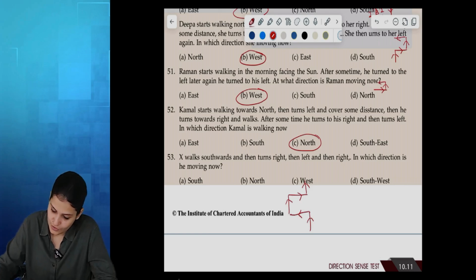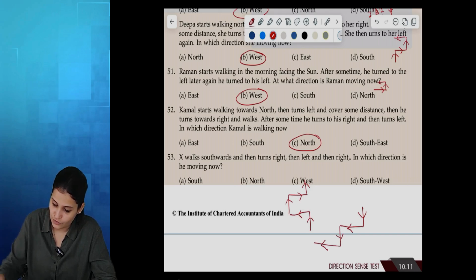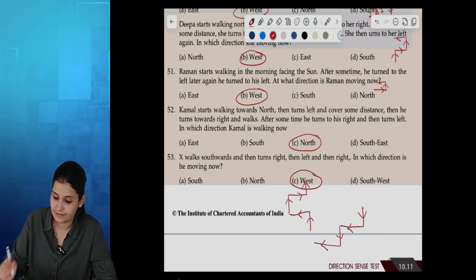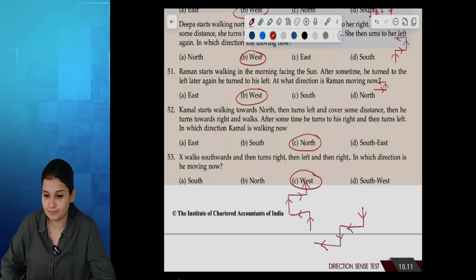Next, X walks southward, then turns right, then left, and then right. So now moving in the west side. West. Any problem? No, ma'am.